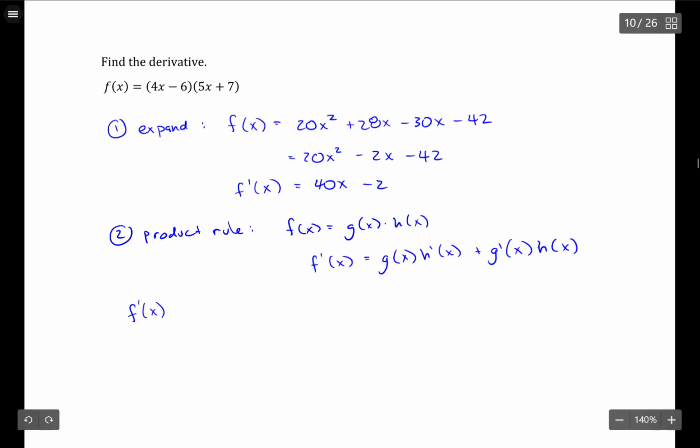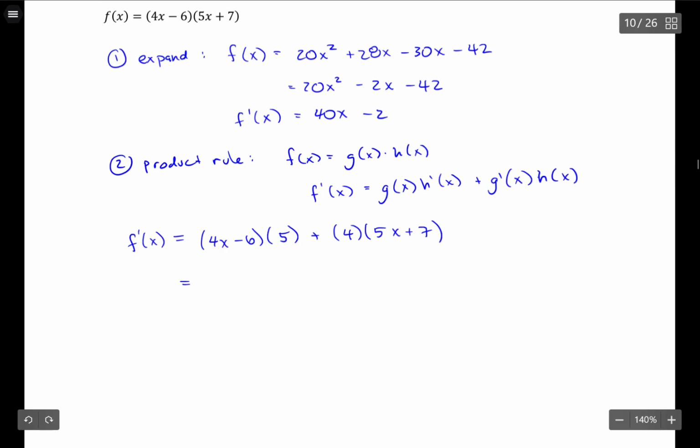So the derivative here, I'll do the first times the derivative of the second plus the derivative of the first times the second. And of course, we would need to simplify, although this is completely equivalent to this derivative here, as I'll show.